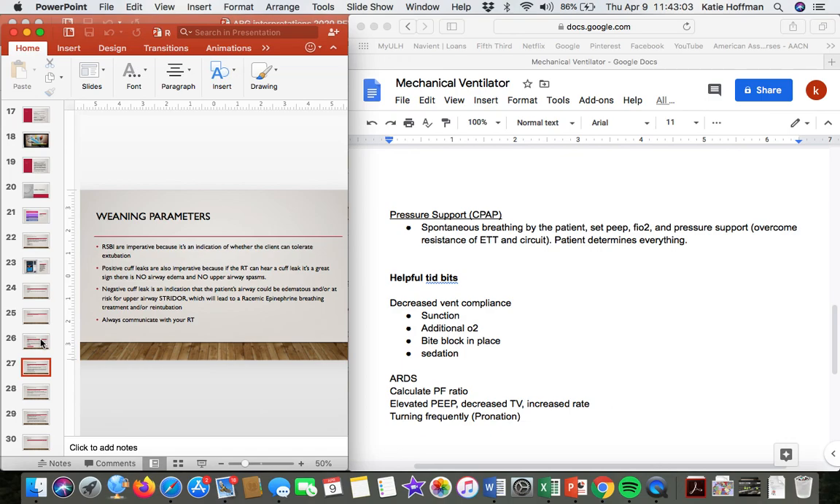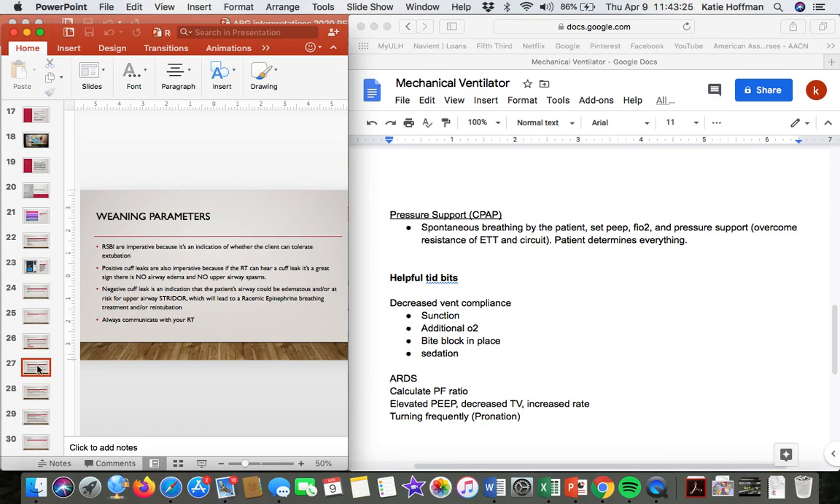And then, like you said, they check for a cuff leak. That's just either positive or negative. They have it or they don't. And then they check the patient's tidal volume. So what would be a good one? I guess that's more dependent on the patient's actual size and their ability to take a breath. But the bigger the tidal volume, the bigger the breath, the better. Okay, I think that's pretty much it with weaning parameters.